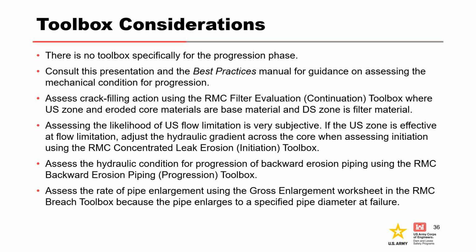Assess the hydraulic condition for progression of backward erosion piping using the RMC backward erosion piping progression toolbox. Assess the rate of pipe enlargement using the gross enlargement worksheet in the RMC breach toolbox because the pipe enlarges to a specified pipe diameter at failure.